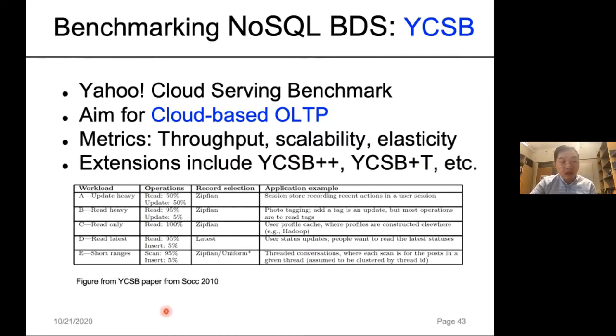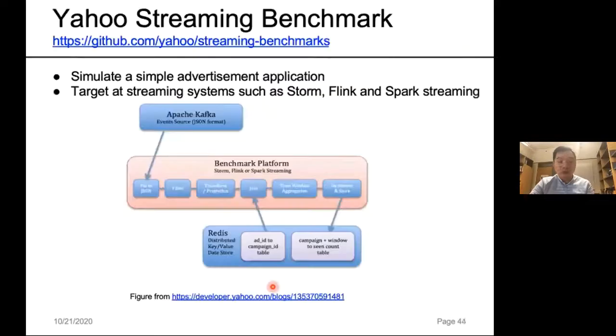And the workloads include 4 types. And the second one is the Yahoo Streaming Benchmark, which simulates a simple advertisement application. So this benchmark targets streaming systems such as Storm, Flink, and Spark Streaming. So the architecture is as follows. First of all, the benchmark will read an event from Apache Kafka and deserialize the JSON stream, and then do the benchmark operations in the pipeline.